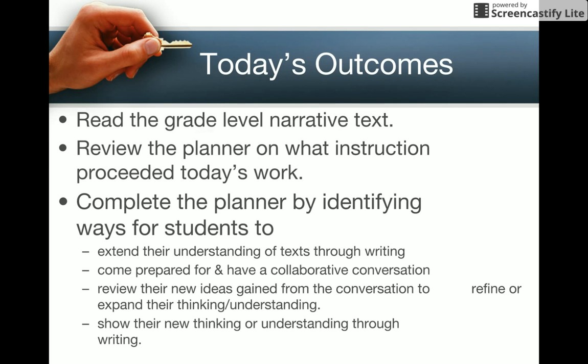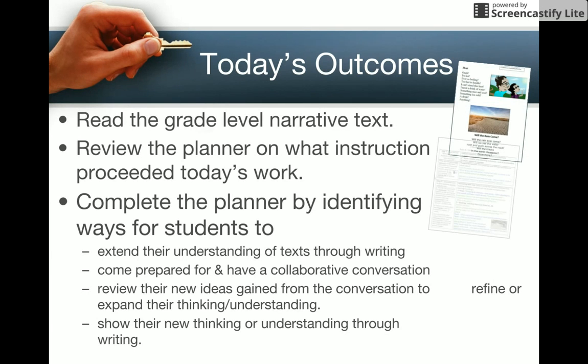So what are we going to be doing today? Today's outcome is you're going to be looking at grade level narrative text, continuing with our texts on drought. And these texts are just wonderful. And you're going to review the planner on what instruction preceded today's work. And we'll explain that. And then you're going to complete the planner by identifying ways for students to extend their understanding of texts, come prepared for and have a collaborative conversation, review their new ideas gained from the conversation to expand their thinking and understanding, show their new thinking or understanding through writing.